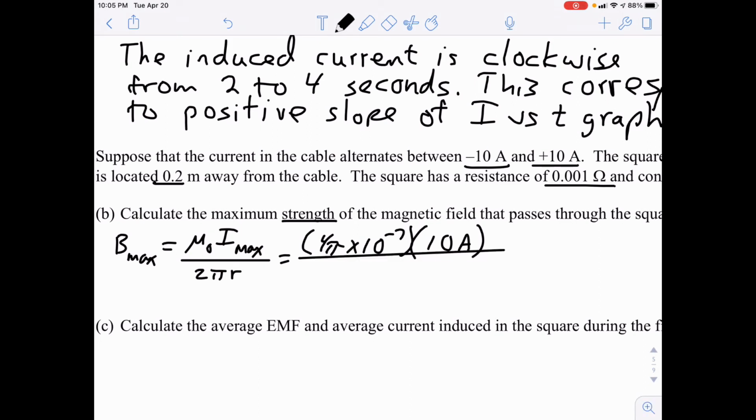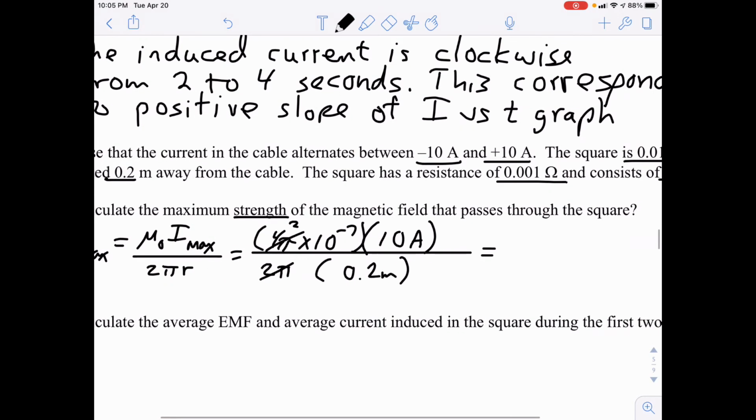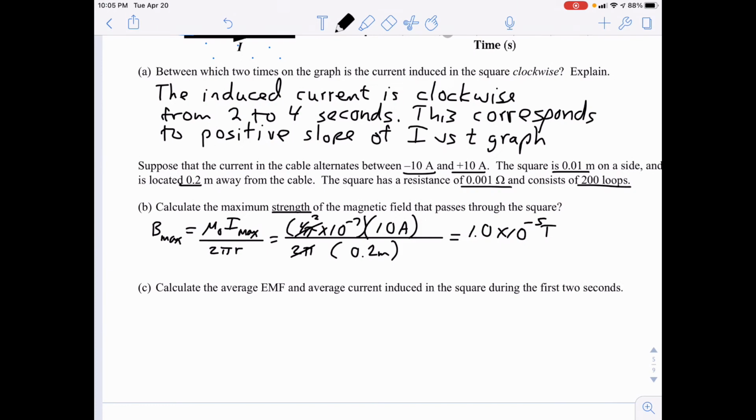Divide that by 2 pi times the radius. Now the r is the radial distance away from the cable, so that would be 0.2 meters away. This cancels, and if we plug that in our calculator, we get roughly about 1.0 times 10 to the negative 5 Tesla.